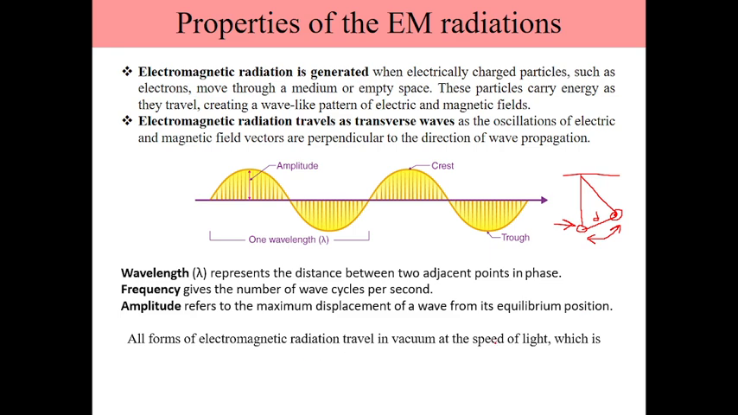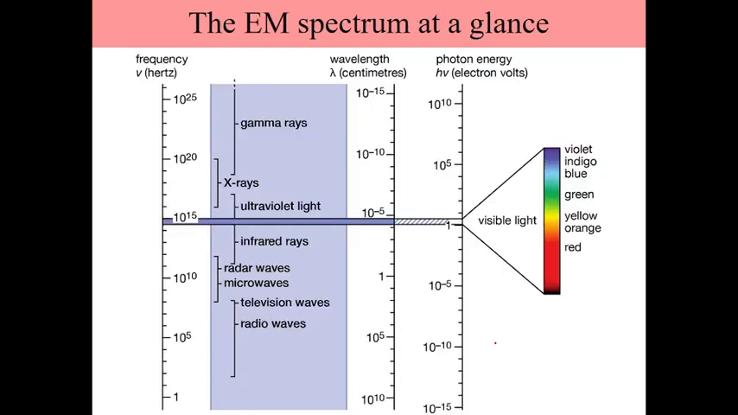So all electromagnetic radiations travel in vacuum at the speed of light, which is 3 into 10 to the power 8 meter per second, if we round that up. Alright, so now what are the different electromagnetic radiations that are present? So let us look at this. There is a wide range of electromagnetic radiations.